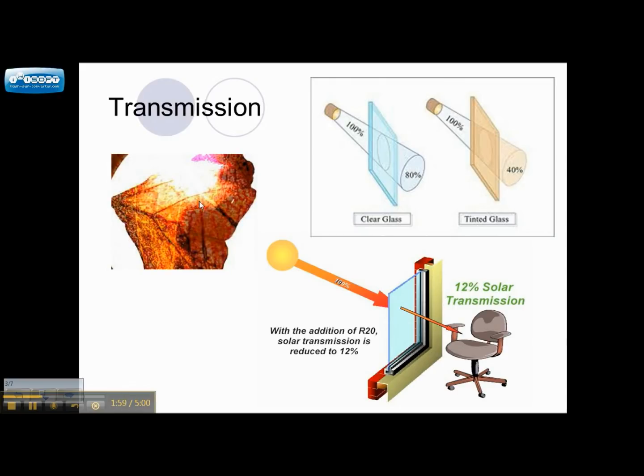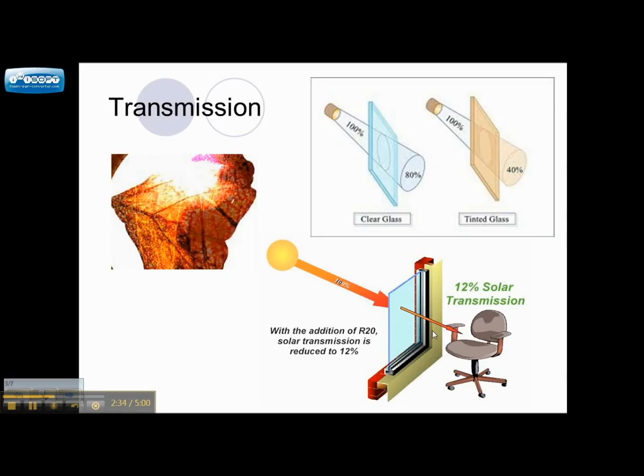So here's a leaf, and the leaves are thin enough where the sunlight can actually go through them, and so the light is being transmitted through the leaf. This is where you come into tint jobs. So whenever your tinting says that it's a 40% tint, it's telling you how much sunlight will actually go through. For regular clear glass, of 100% of sunlight starting, only 80% is able to get through that glass. But if you have a 40 tint, then only 40% of the light will actually make it through.